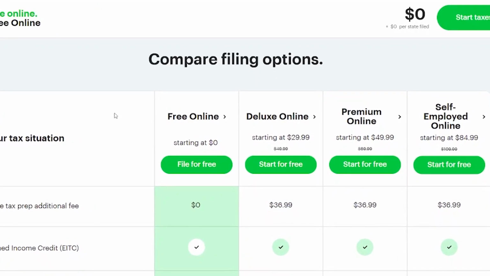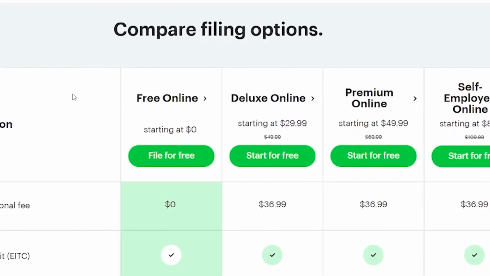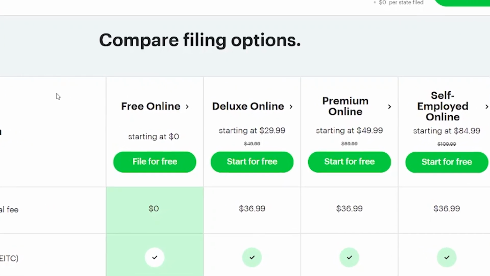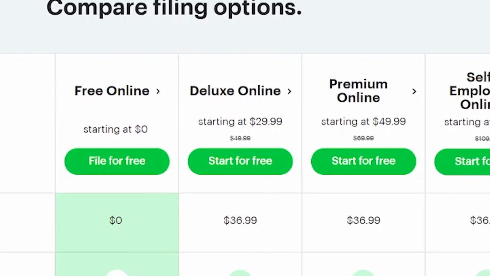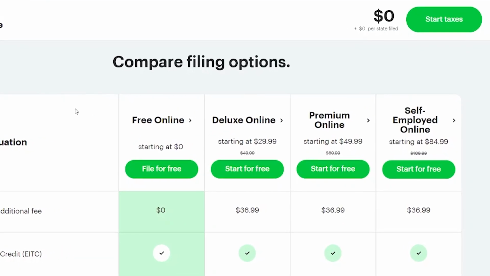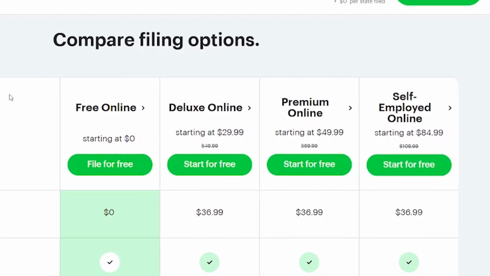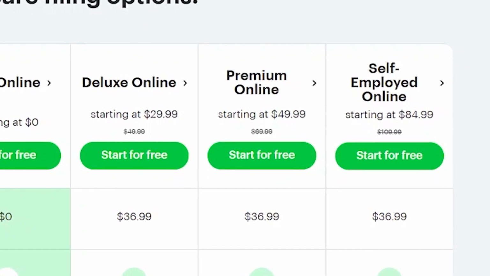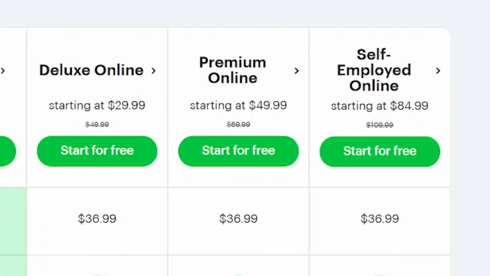And on their free version, you do not get access to any kind of support whatsoever. If you want to get support, you have to upgrade to their deluxe option, which gives you support for $30. But the big catch is now your state costs $37. So it's actually $67 to upgrade to their deluxe option to get support and support for things like HSAs. And depending on which type of forms you're going to need, you might have to upgrade all the way to their self-employed one, which is well over $100. So the HRBlock.com tax filing is very expensive.